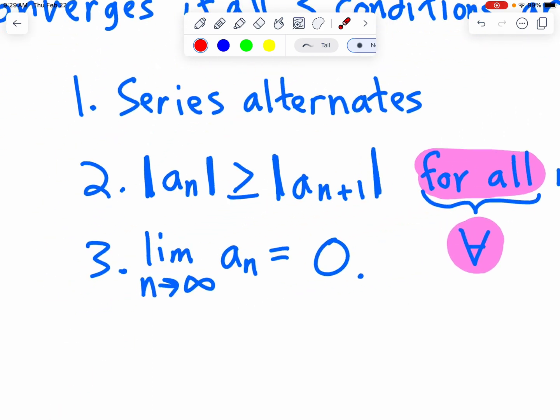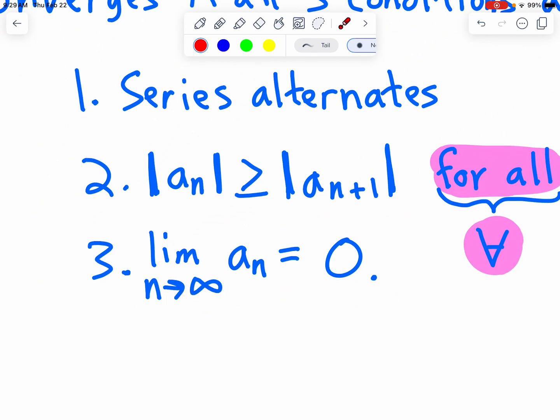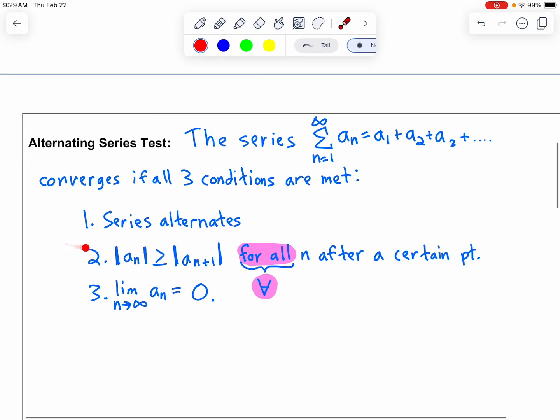And then the last thing is basically the nth term test, right? Again, the prerequisite for convergence is that the terms in the sequence have to be going to 0. Okay? If you can show that these three conditions are being met, then you know your series will converge. And that's the alternating series test.